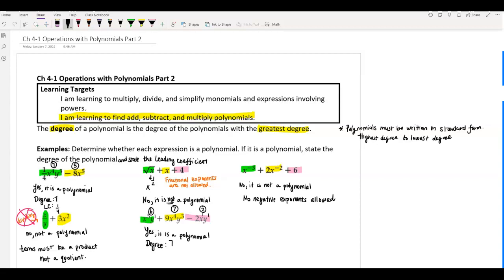Let's go ahead and rewrite this in standard form. So highest degree to lowest degree. So that says 9x to the 4th y cubed plus x to the 5th y minus 2xy, which means our leading coefficient, the coefficient of our first term, is going to be a 9. Excellent. Let's continue on.